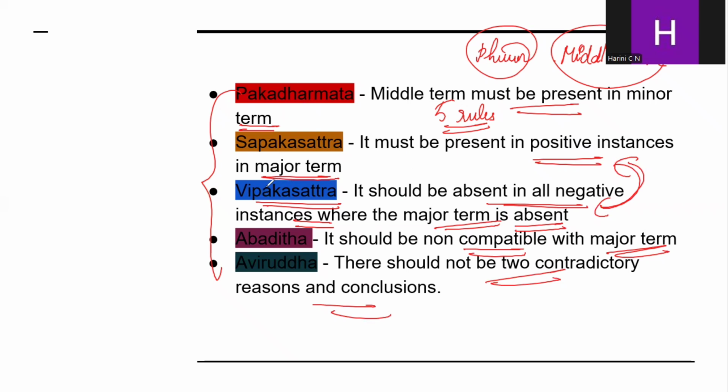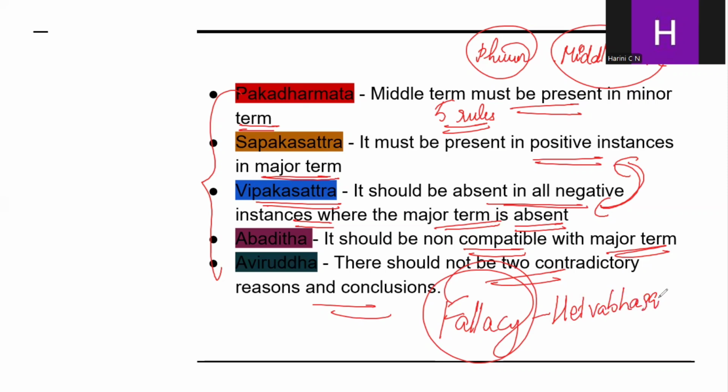In any case, when the middle term is not following any one of these rules, there occurs a fallacy. This is when the logical fallacy Hetvabhasa comes into place. Let's have a look at that too.